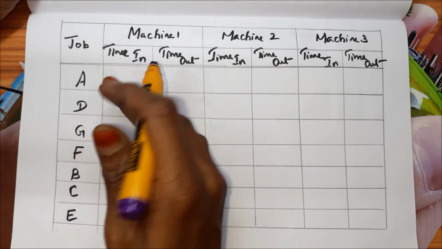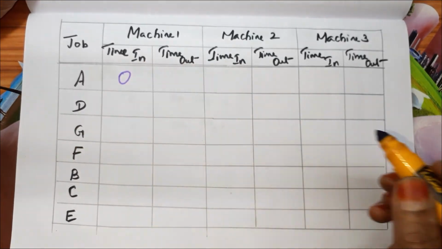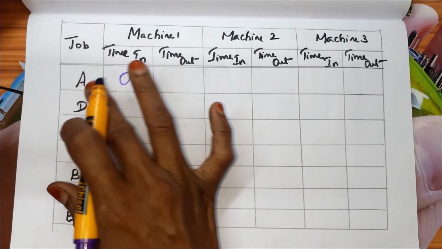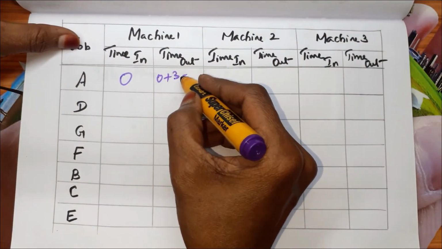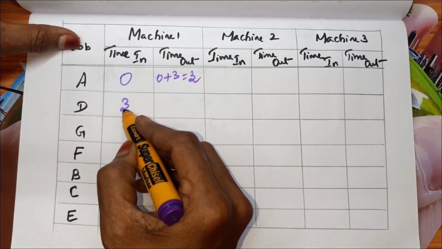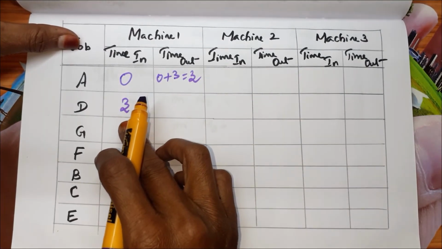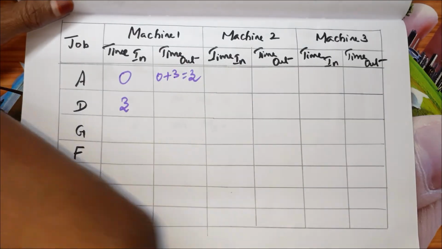So starting from the first one, we have to start the first job at the 0 hour. In machine 1, A will take 3 hours. So 0 plus 3, it is 3. So the next one starts at 3.